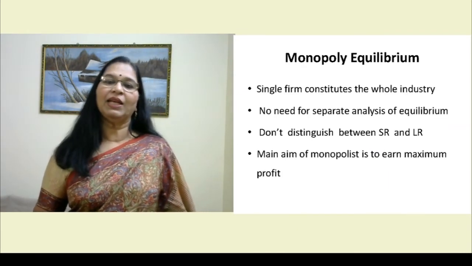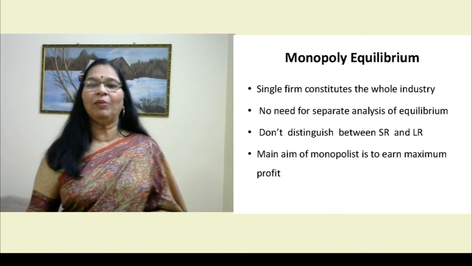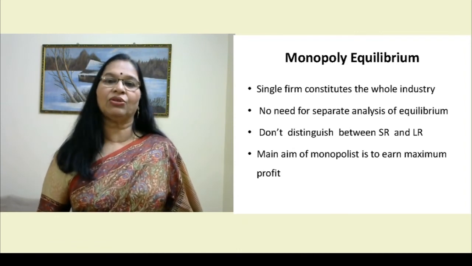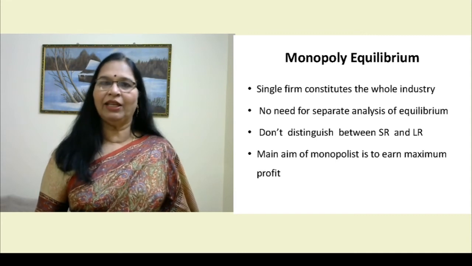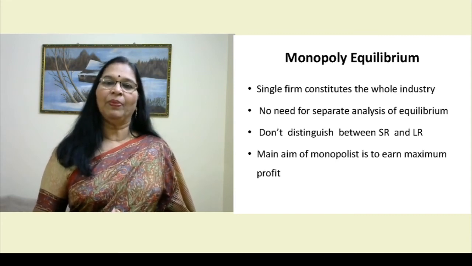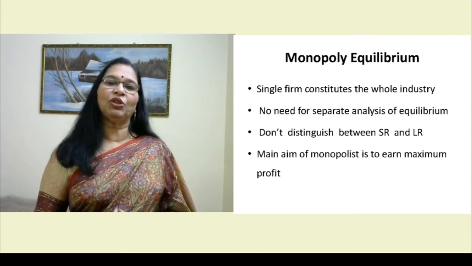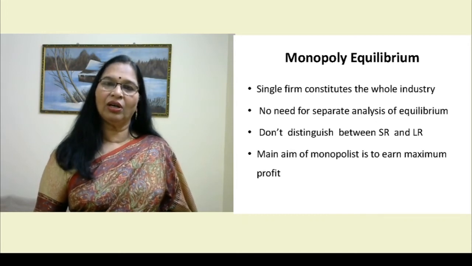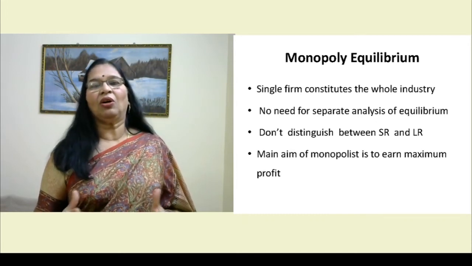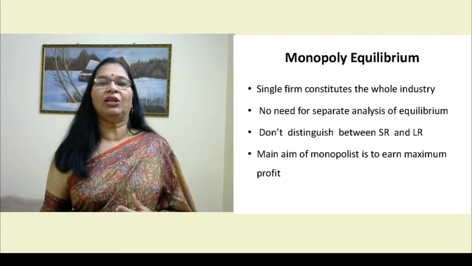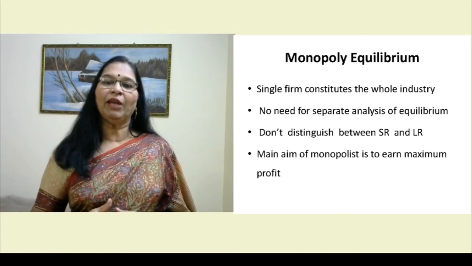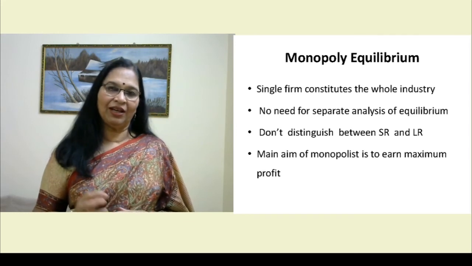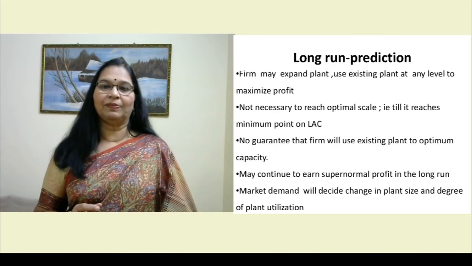So monopoly is in equilibrium because a single firm constitutes the whole industry. No need for a separate study of firm and industry under monopoly. So there's no need to distinguish between short run and long run cost curve. Usually the short run cost curve, the same way the firm will continue to do it in the long run revenue curve. Main aim of a monopolist is to make the maximum profit.